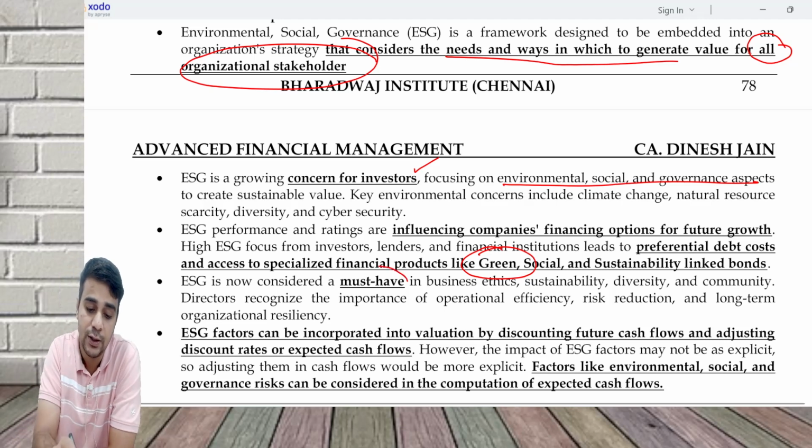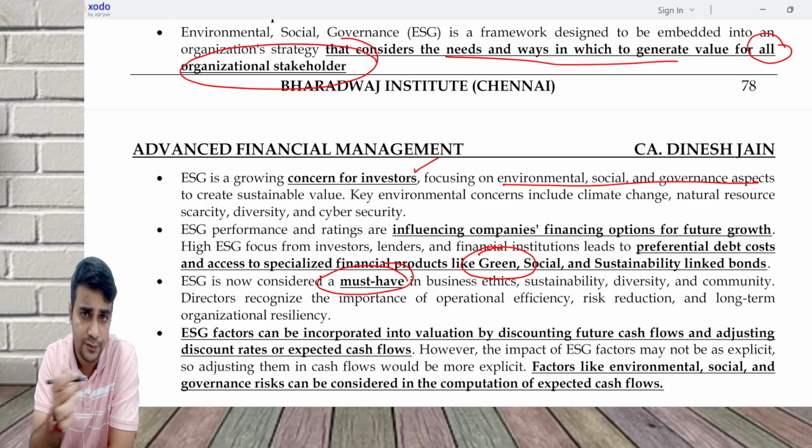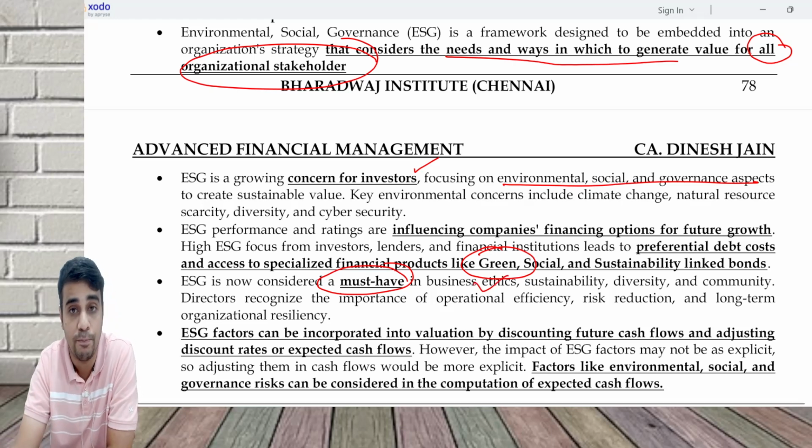ESG is now considered to be a must-have. Earlier, it was not a must-have kind of situation. Now it is more like mandatory for organizations to comply with ESG, all the bigger corporates. So environment is taking care of the environment part, social is taking care of the people, employees, all of them. Governance is basically following all your business ethics properly.